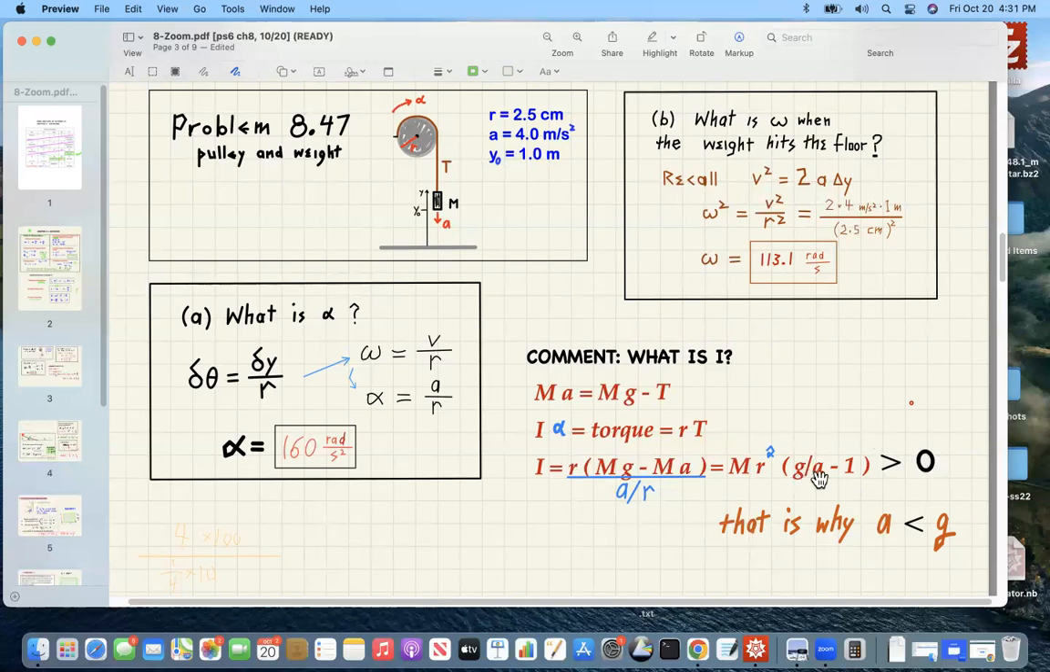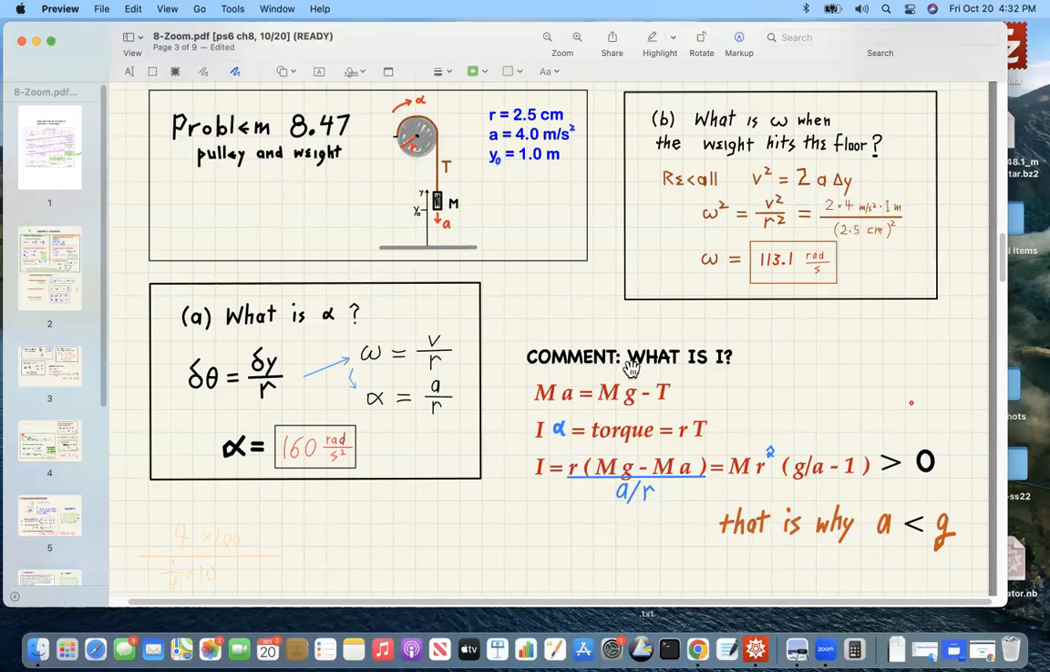You see, the acceleration has to be less than the acceleration due to gravity because the tension in the string is pulling it up. Or in terms of energy, the acceleration is less than the acceleration due to gravity because some of the work has to go into rotating the disk. So a is 4 and not 9.81. This block does not fall with the full acceleration due to gravity because it's attached to the disk.